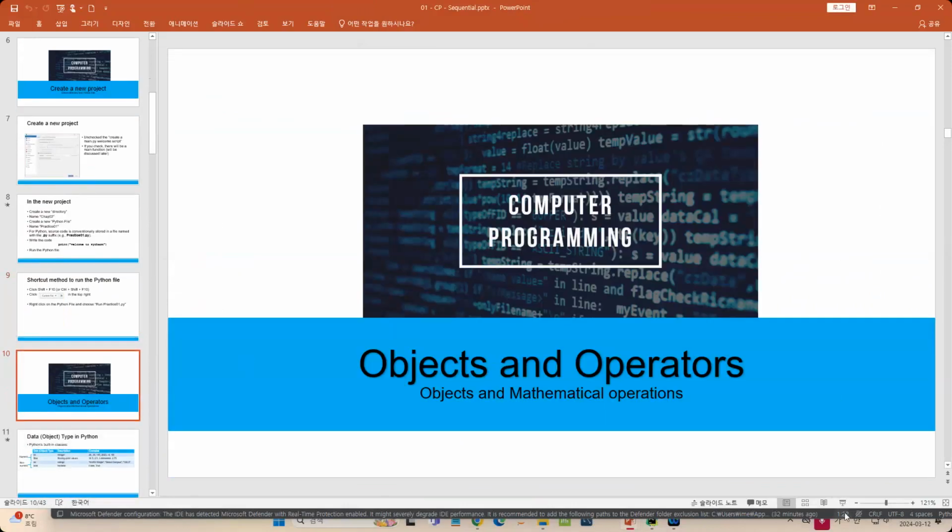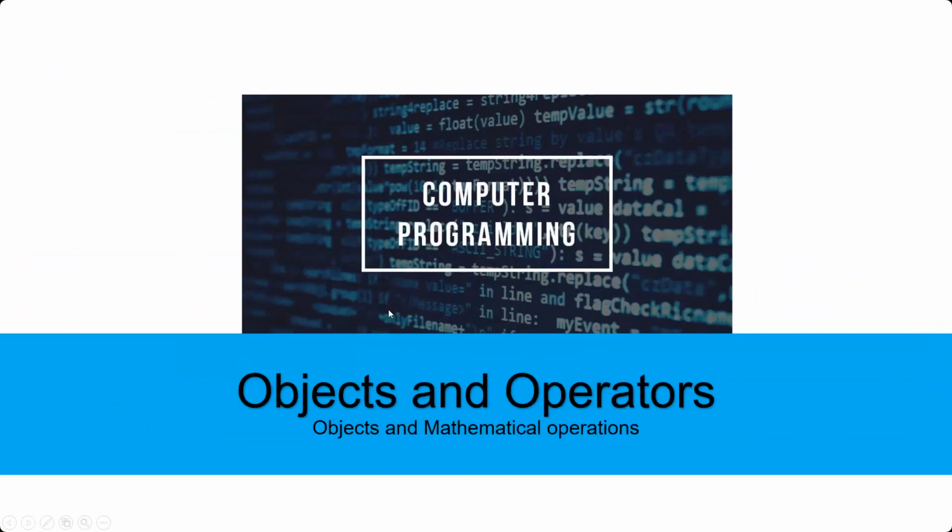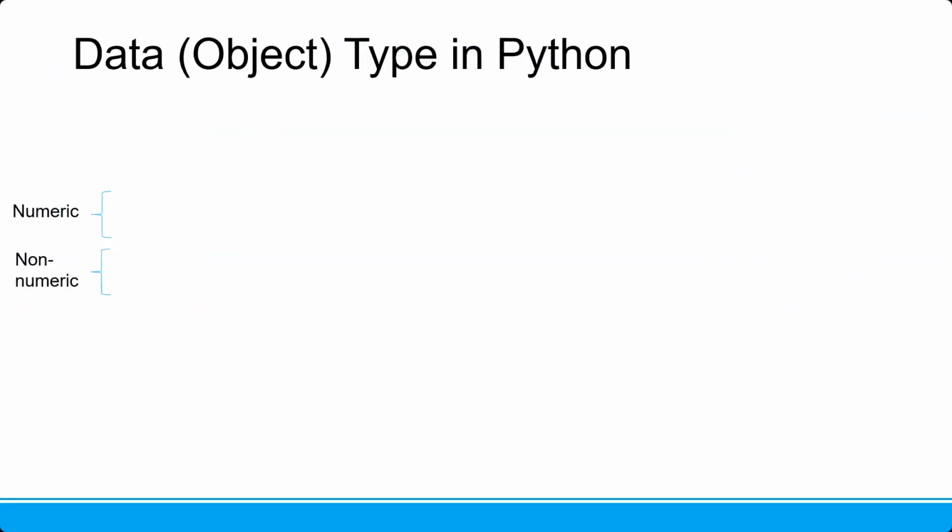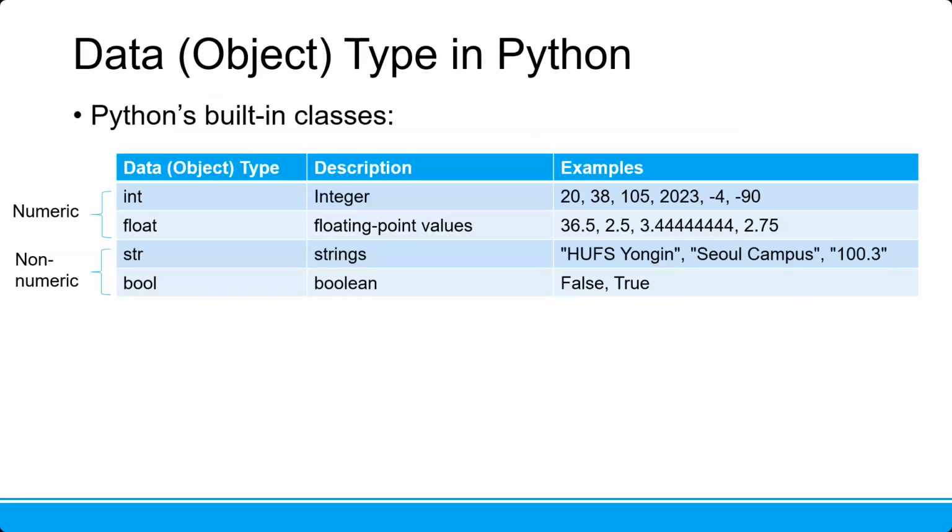Okay, now let's move to the next section. It is about objects and operators. Data or object types in Python, we can have basically two: numeric and non-numeric. Actually, there are other kinds of objects, but let's start with these four objects.